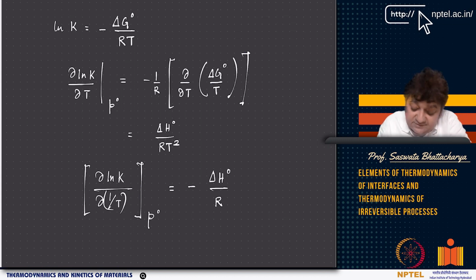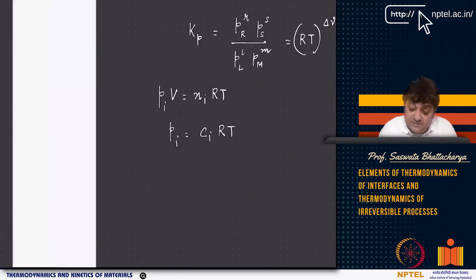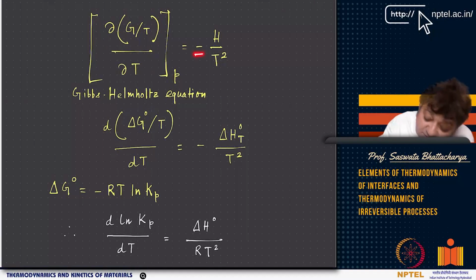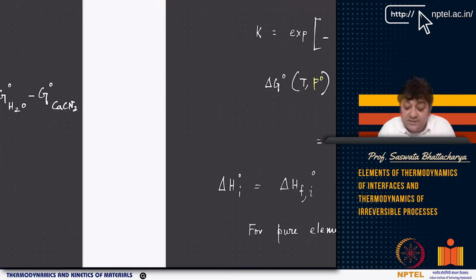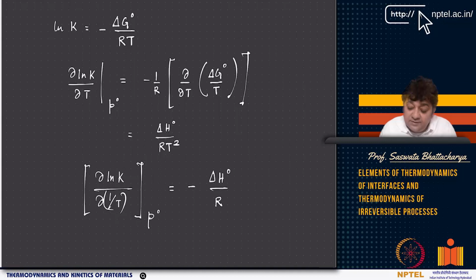So if you have this, since ln K is minus, you basically get minus delta H by T square, right? So basically minus becomes plus. If you look at the Gibbs-Helmholtz equation, there is a minus H by T square. So now you are looking at the correction, and once you have done the correction, you basically get this delta H0 by RT square.